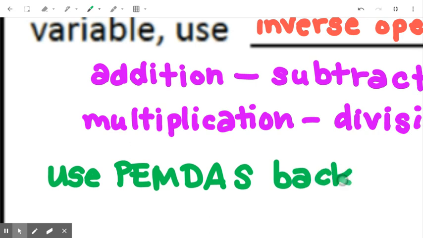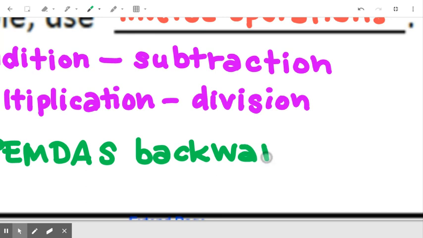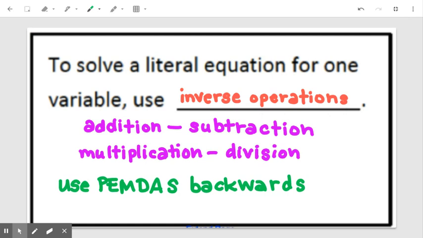So if you're sitting there and you're thinking, I don't know what PEMDAS is, PEMDAS is your order of operations. So we are going to be using your order of operations backwards when we solve these equations. So let me give you some examples.